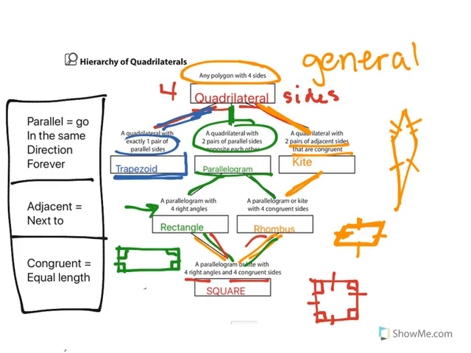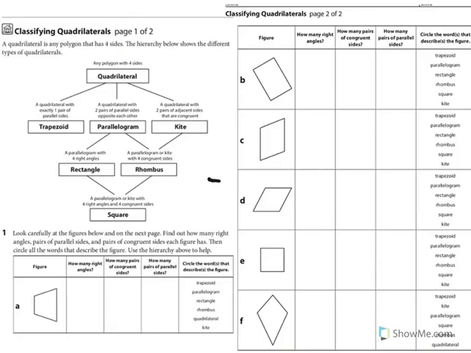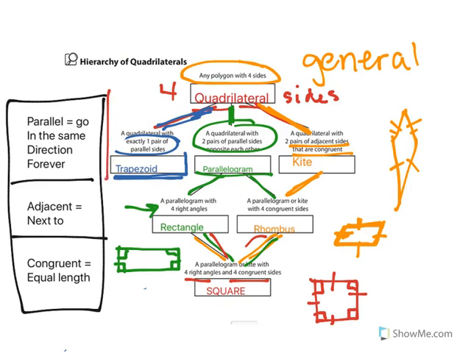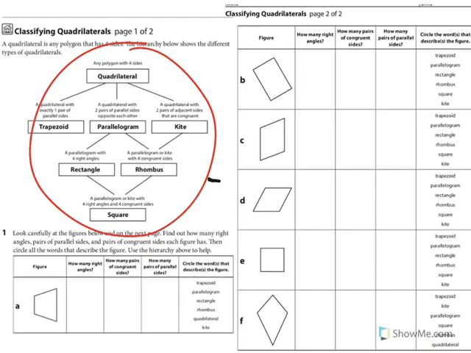Awesome job. Now that we've done our quadrilateral review, let's go and do some actual classifying. So you can see the hierarchy again here if you need to reference it. So let's look at number 1. Look at the figures below and on the next page. Find out how many right angles, pairs of parallel sides, and pairs of congruent sides each figure has. Then circle all the words that describe the figure. Use the hierarchy above to help. Remember, parallel means go in the same direction forever. Adjacent means next to, and congruent means equal length. If you aren't going to remember these, take a screenshot.